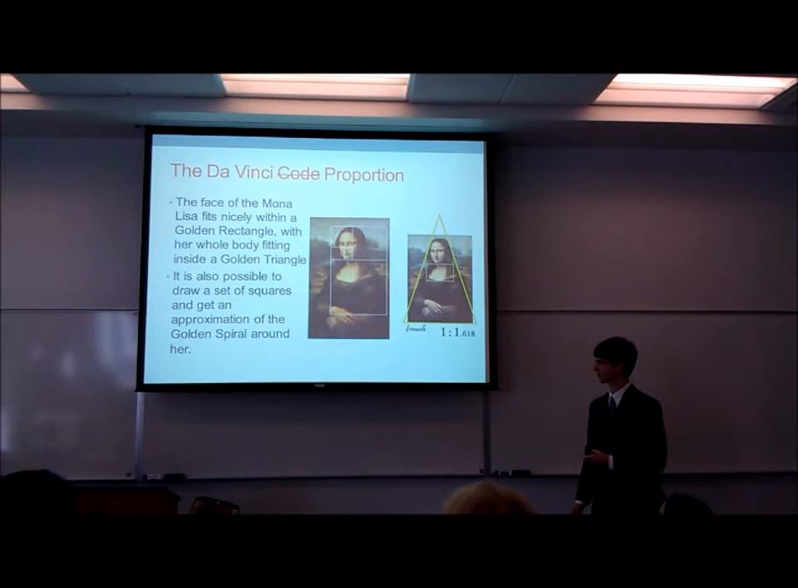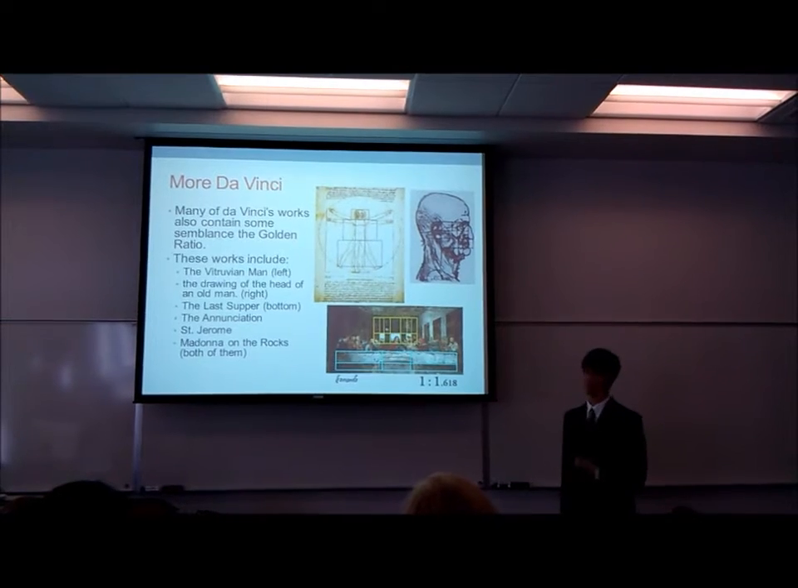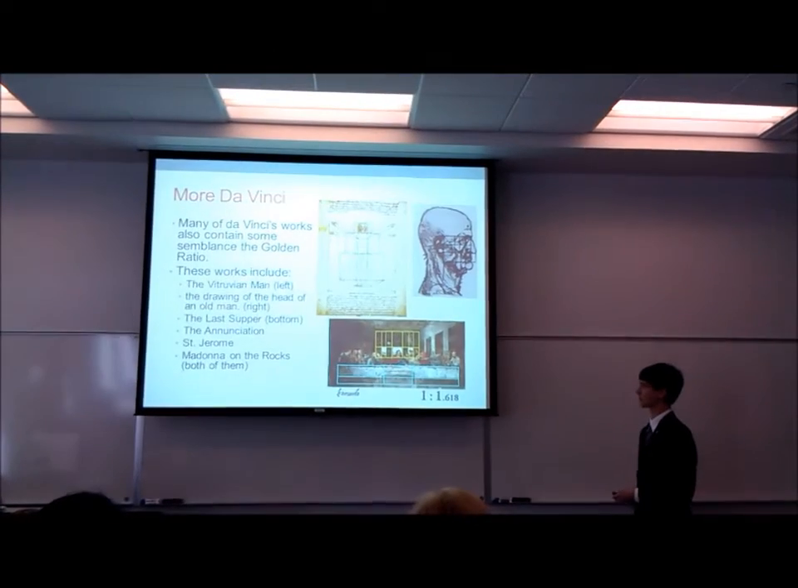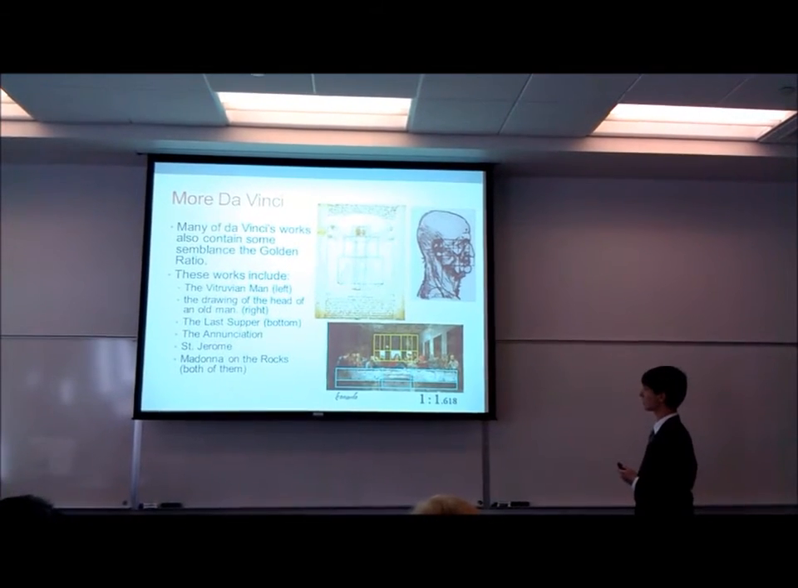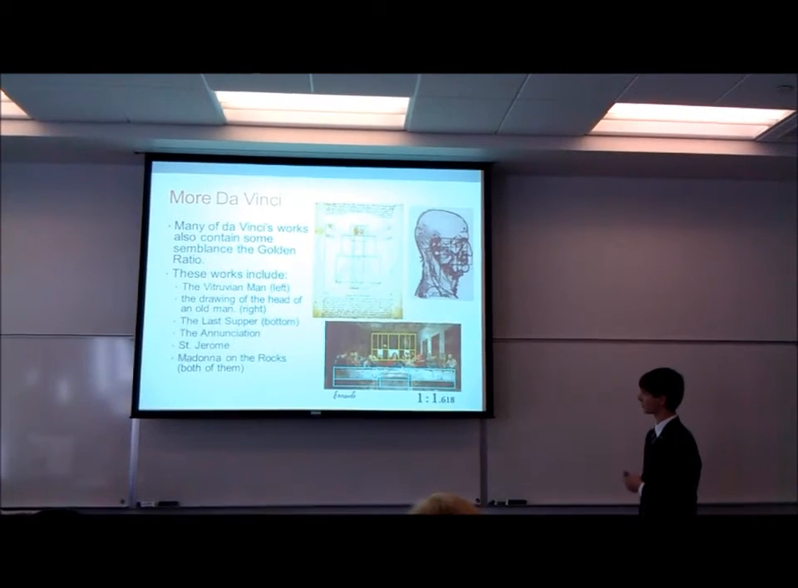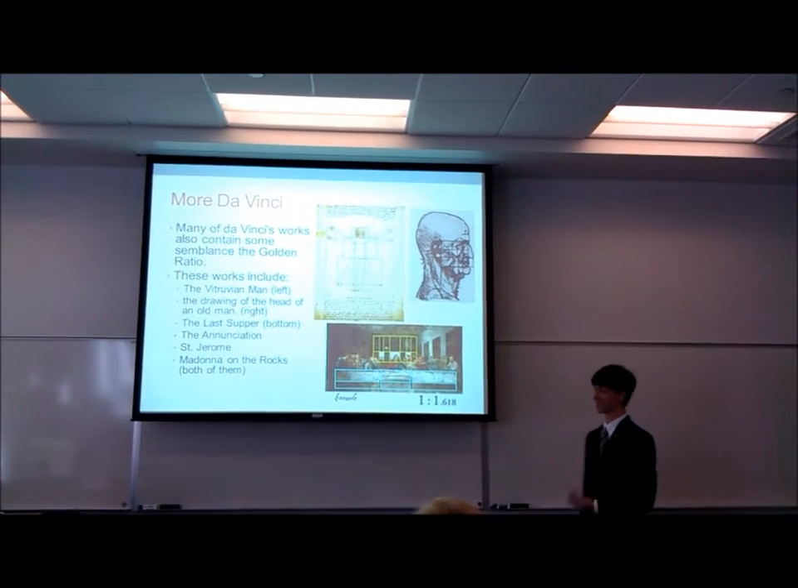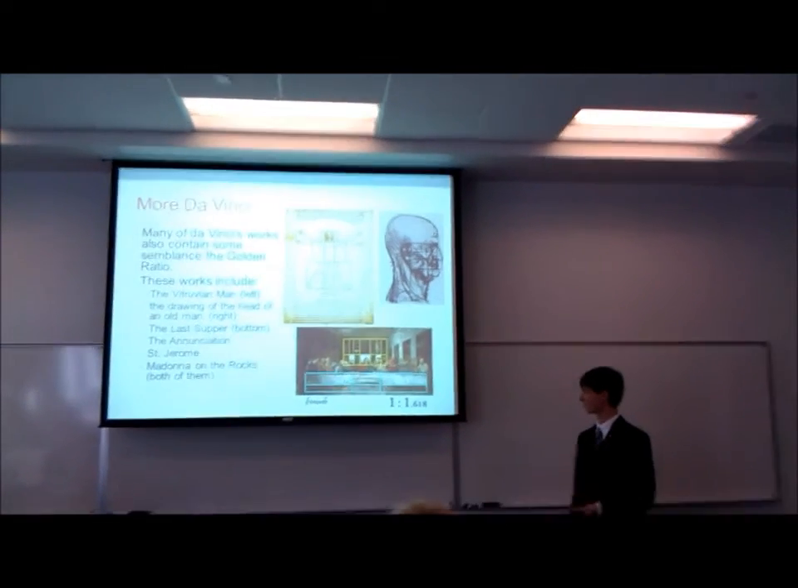And lots of his other works, like I said, also have some relationship to the golden ratio. These works include the Vitruvian Man, which is up here on the top left, the drawing of the head of the old man on the right, the Last Supper down here, the Annunciation, St. Jerome, and both of his Madonna on the rocks as well.